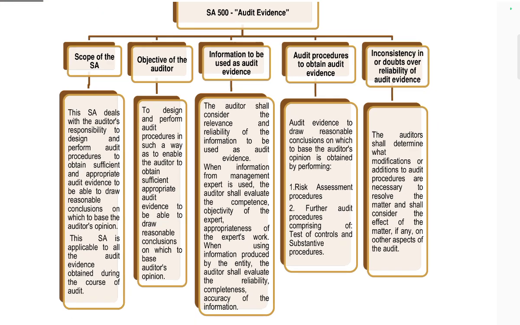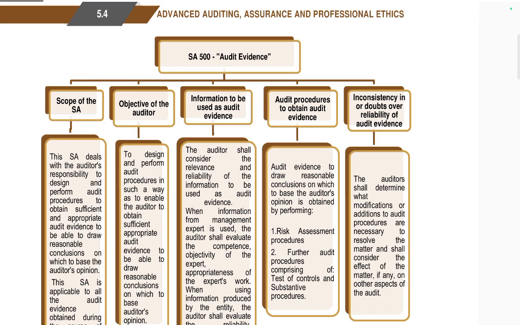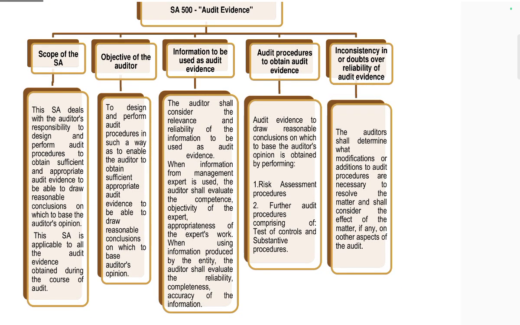SA 500, Audit Evidence. Scope of SA 500. The SA deals with the auditor's responsibility to design and perform audit procedures to obtain sufficient appropriate audit evidence to be able to draw reasonable conclusions on which to base the audit opinion. The SA is applicable to all the audit evidence obtained during the course of the audit. Objective of the auditor: to design and perform audit procedures in a way that enables the auditor to obtain sufficient appropriate audit evidence to be able to draw reasonable conclusions on which to base the auditor's opinion.